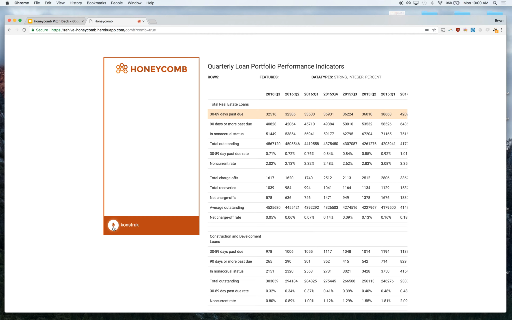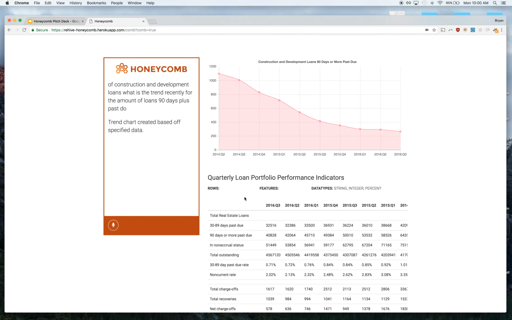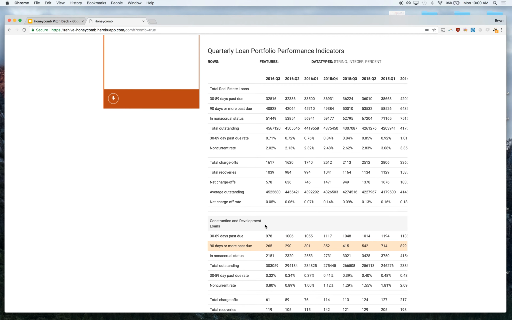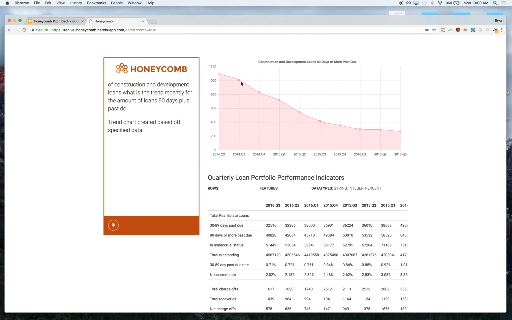Of construction and development loans, what is the trend recently for the amount of loans 90 days plus past due? So here we have a trend line that's been calculated of our construction and development loans 90 days or more past due, and it's looked at recent quarters, and we're able to poke through this dynamic chart and see that over time the number of delinquent loans has actually decreased significantly in this department, so that's interesting.